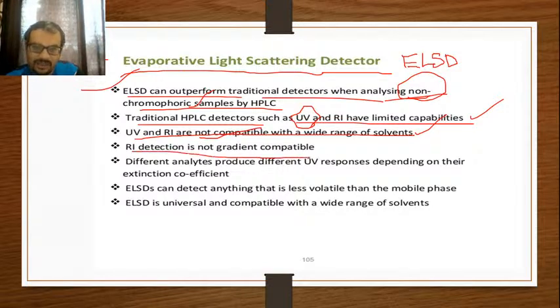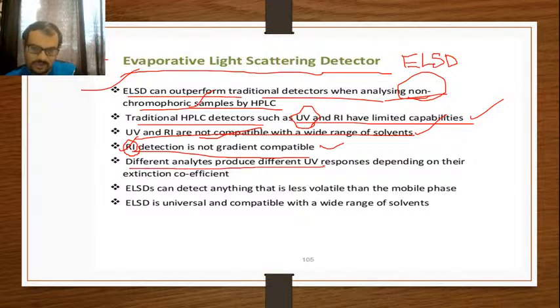RI detection is not gradient compatible. The same is the case with electrochemical detection, because in RI, changes in the mobile phase composition cannot be easily detected by the sample and reference system. In refractive index detection, you need to maintain a constant flow of the mobile phase so that detection is possible, so it is isocratic compatible. Hence, RI and UV are not compatible with gradient elution.